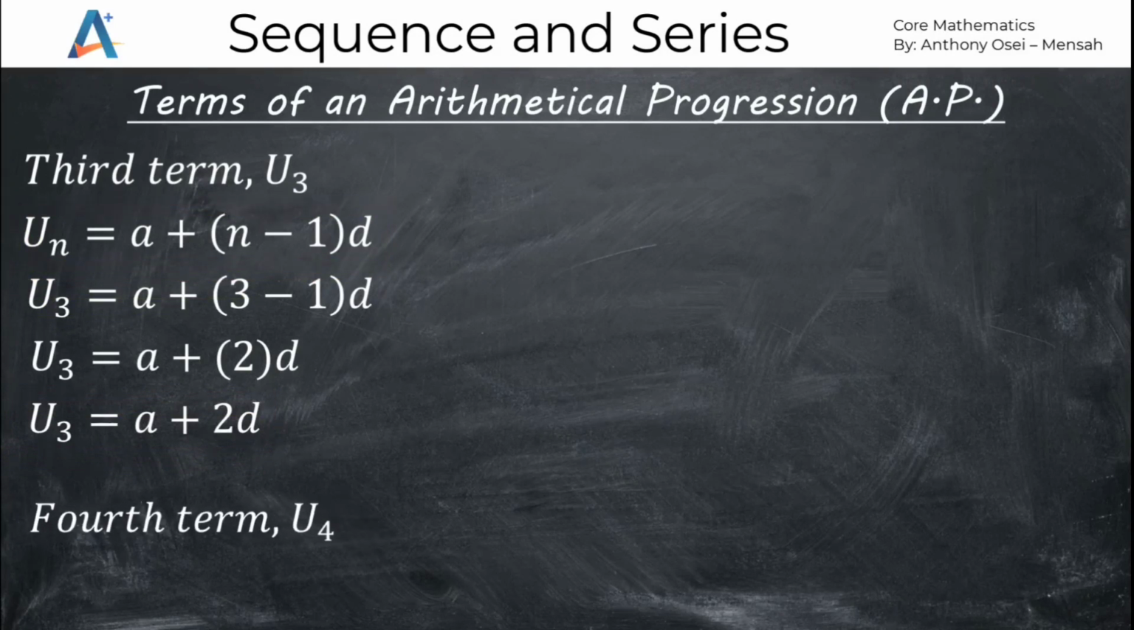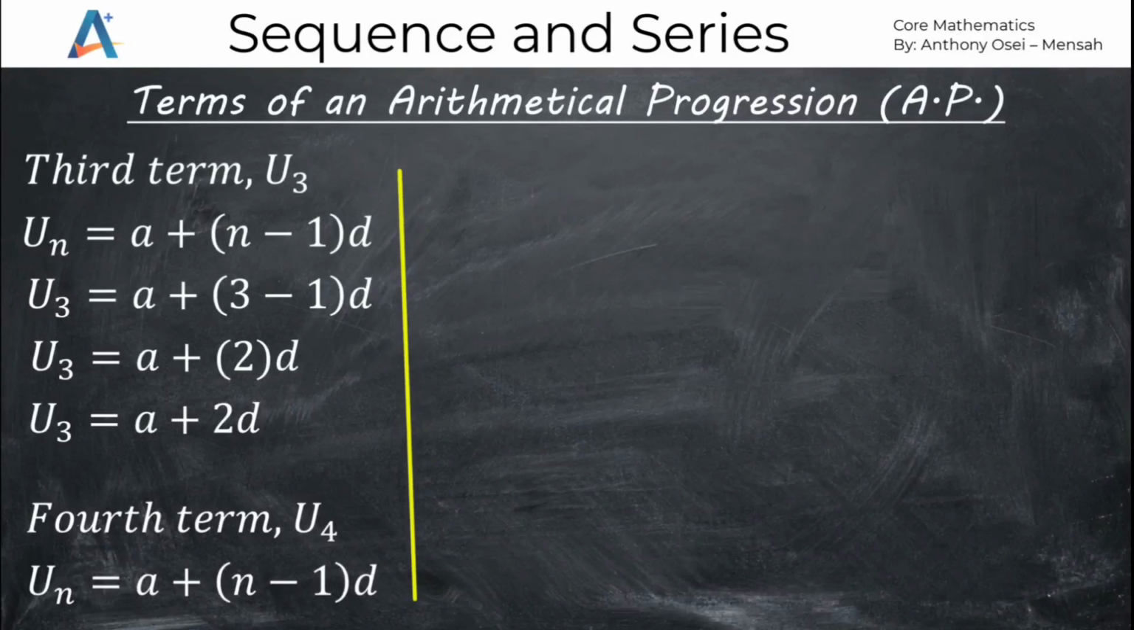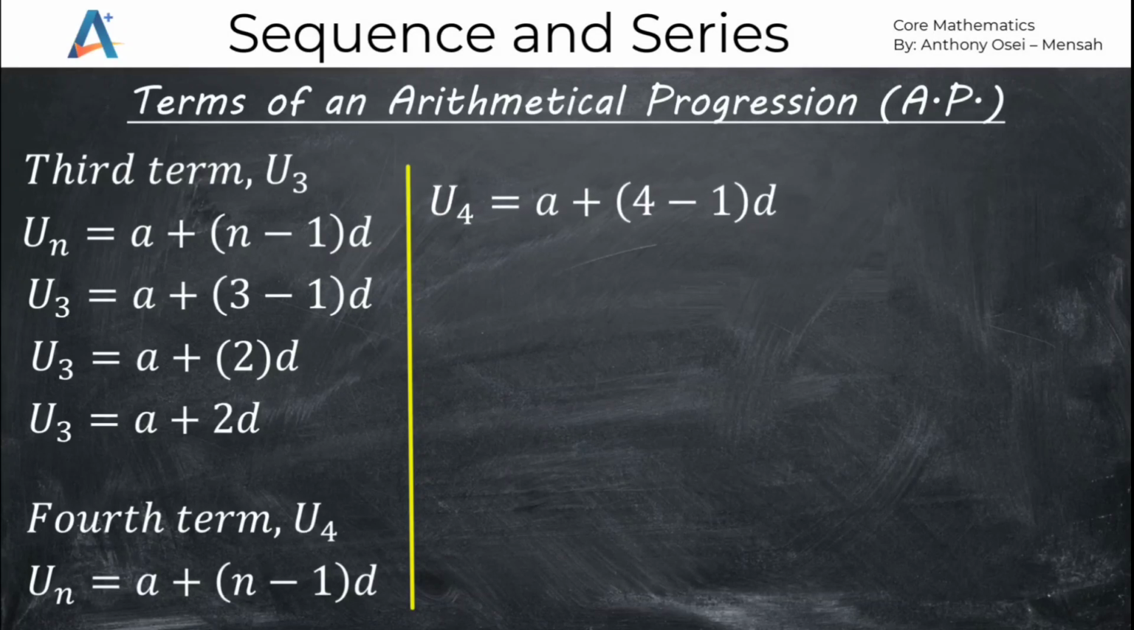Also, the fourth term can be given as U4. Now we get the general formula Un = a + (n - 1)d. Wherever we see n, we put 4, because we're talking about the fourth term, and the position of the term is number 4. So n is 4. So a + (4 - 1)d, and 4 minus 1 is 3. So we get U4 = a + 3d. So finally, the fourth term's formula will be a + 3d.